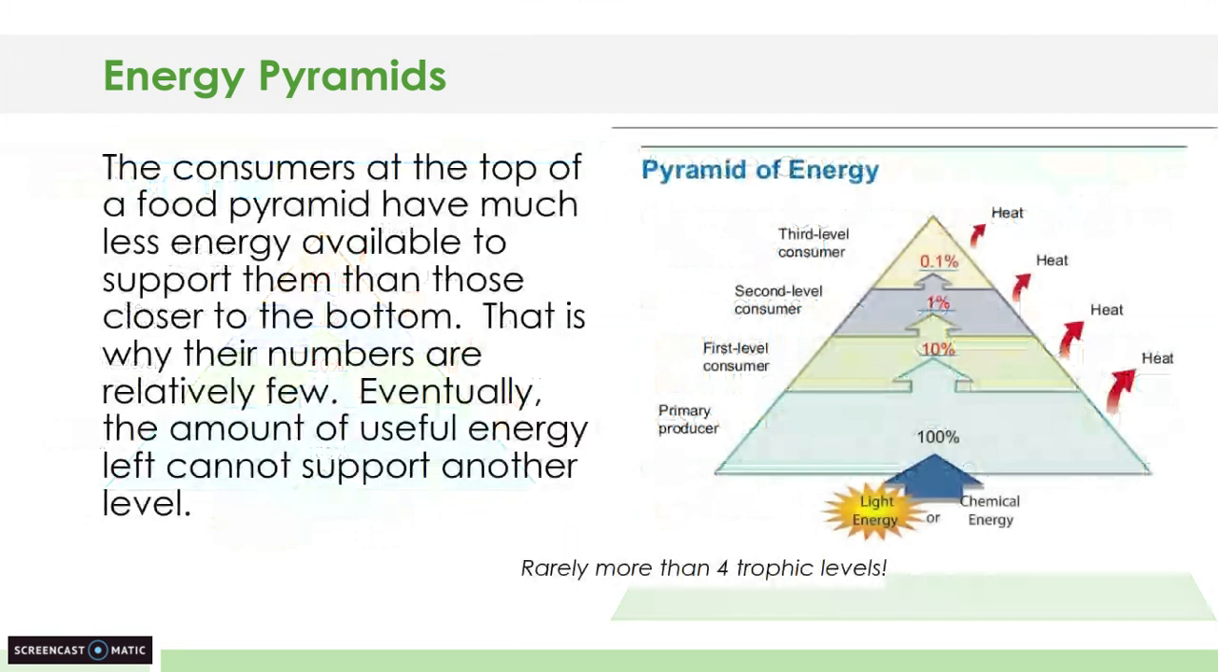The consumers at the top of the food pyramid have much less energy available to support them than those closer to the bottom, so that's why their numbers are relatively fewer. You're going to have fewer hawks up here in the top third level consumer than you would mice in the first level consumer, because there's not enough energy to support a large population of those organisms.